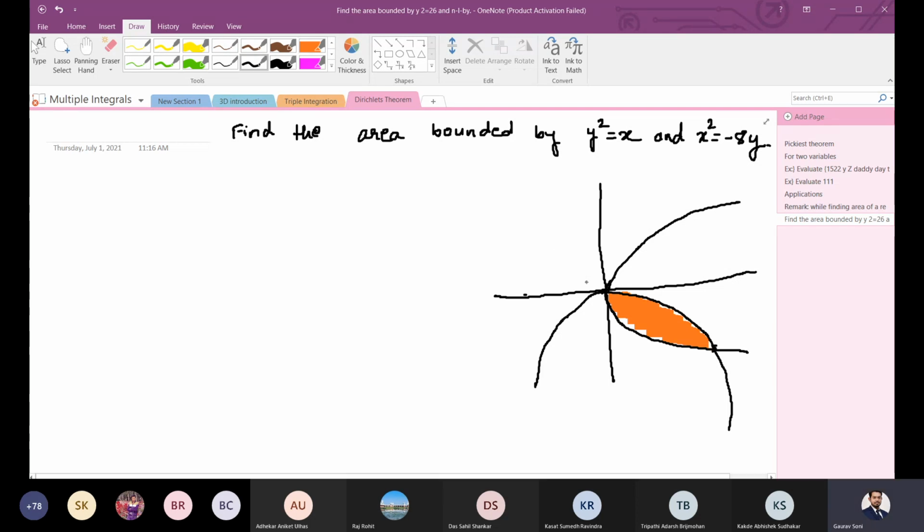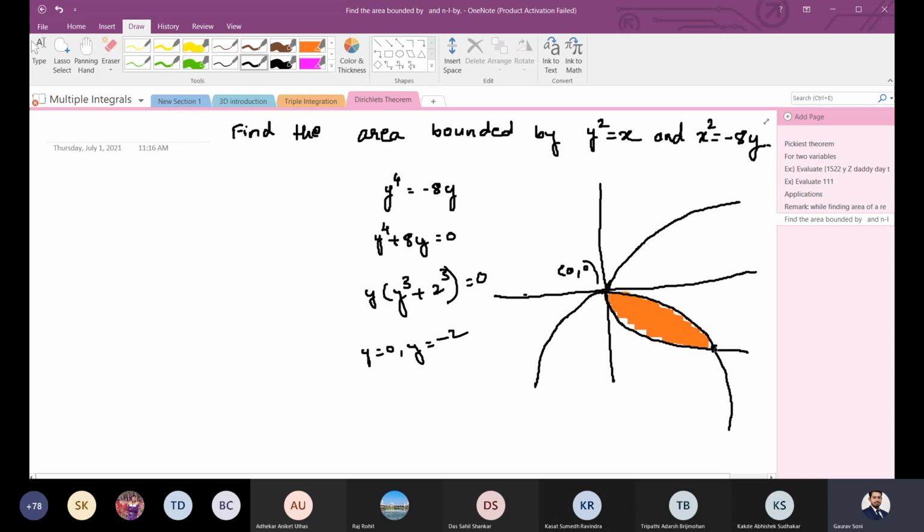Let's find out the points of intersection. One is of course 0, 0, and for the other we have to substitute one in the other. So x is equal to y square, so we'll have y raised to 4 is equal to minus 8y. So y raised to 4 plus 8y is equal to 0. So y common, y cube plus 2 cube equal to 0. So in that case, y is equal to 0 or y equal to minus 2. If the value of y is minus 2, the value of x will become 4. You can see that the condition is satisfied and the 2 points we have got.